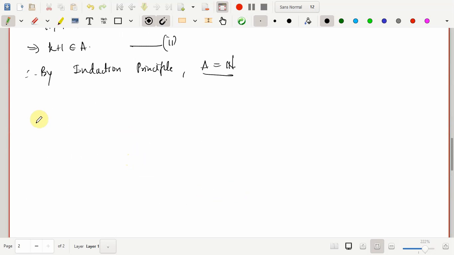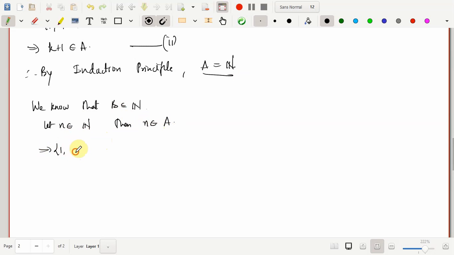n will be in A as A is equal to N, and this would imply that 1, 2, till n will be a subset of B by the definition of A. So this would mean that n also belongs to B. We started with any arbitrary element in N and we proved that it is an element of B. So like this we have proved that N is also a subset of B.